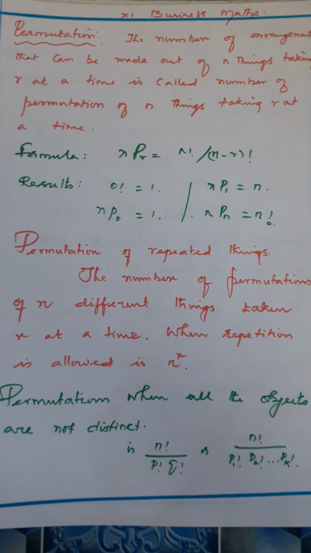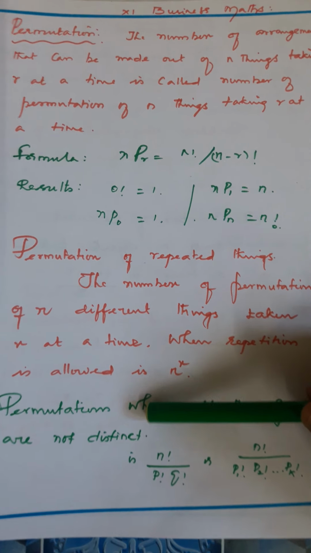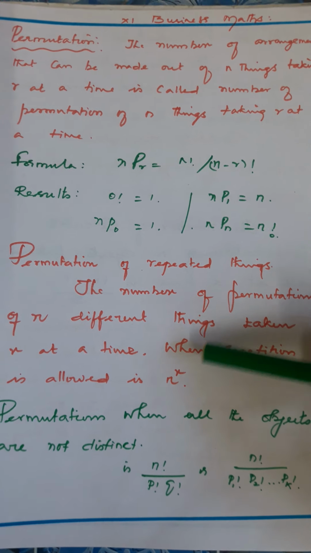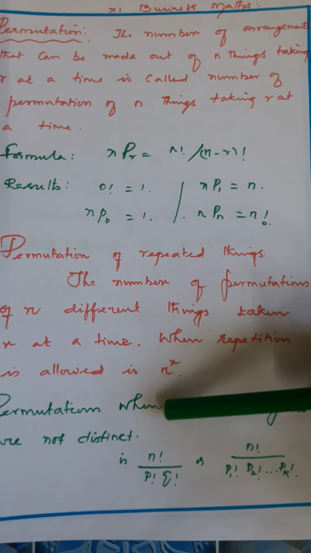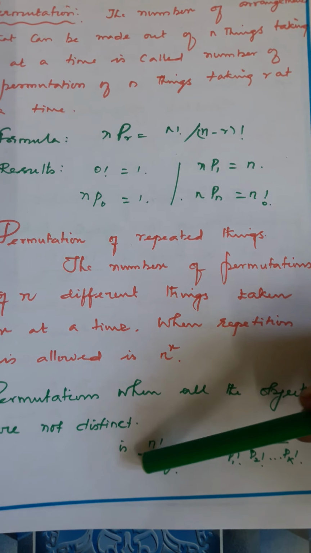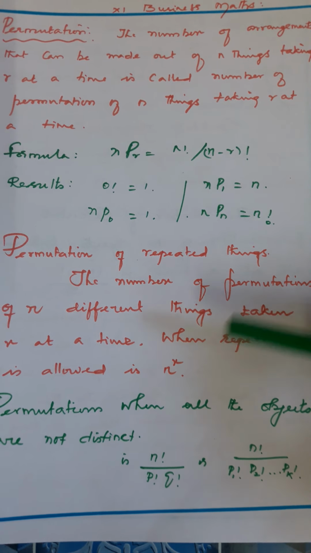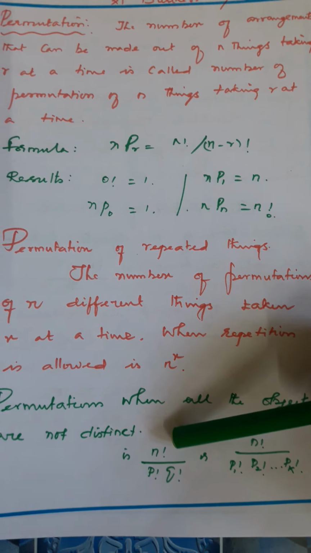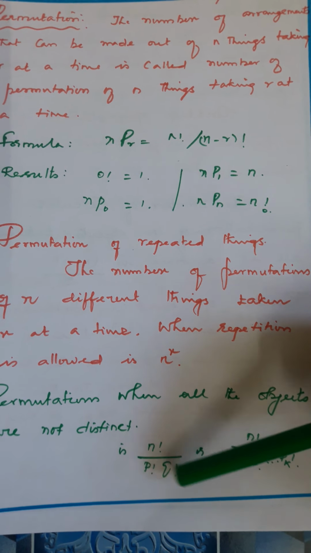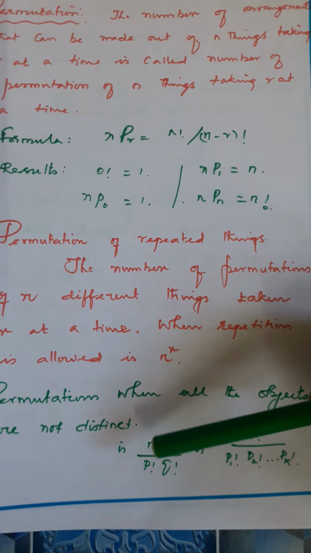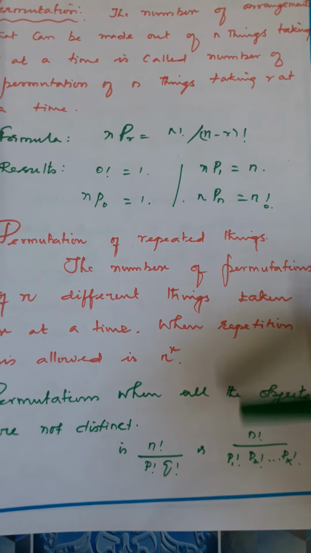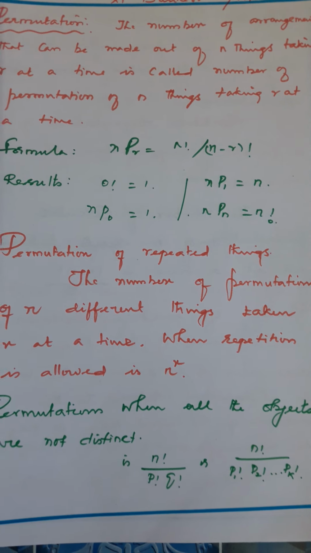Next, the permutation when all the objects are not distinct. Suppose you have the same letters repeated. The permutation is n factorial divided by p factorial into q factorial. What is your denominator? Take any word like success. The total number of letters is the numerator, and we divide by the factorial of the repeating letters. Success has some repeated letters, the first one is one type, the second is another repeating letter. Like that we can go to more different words.